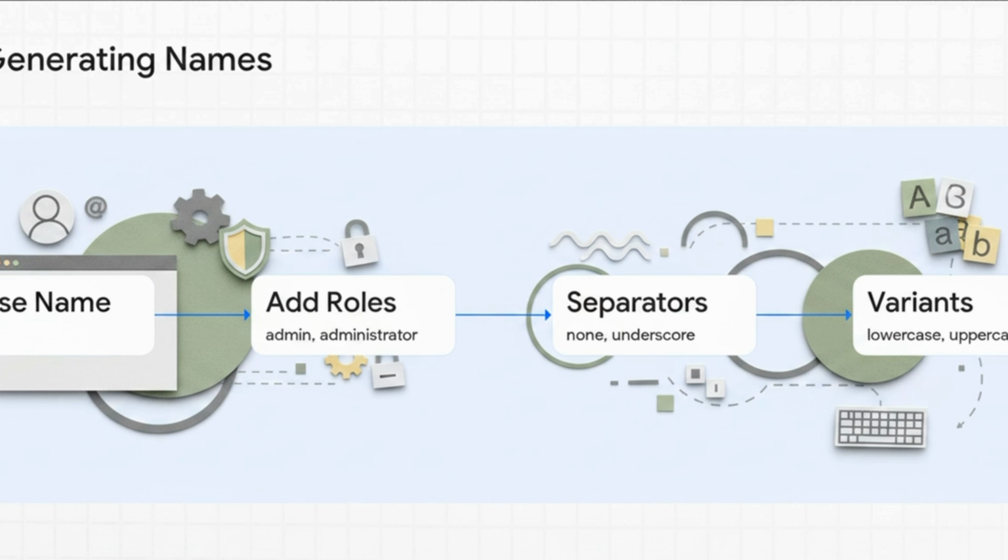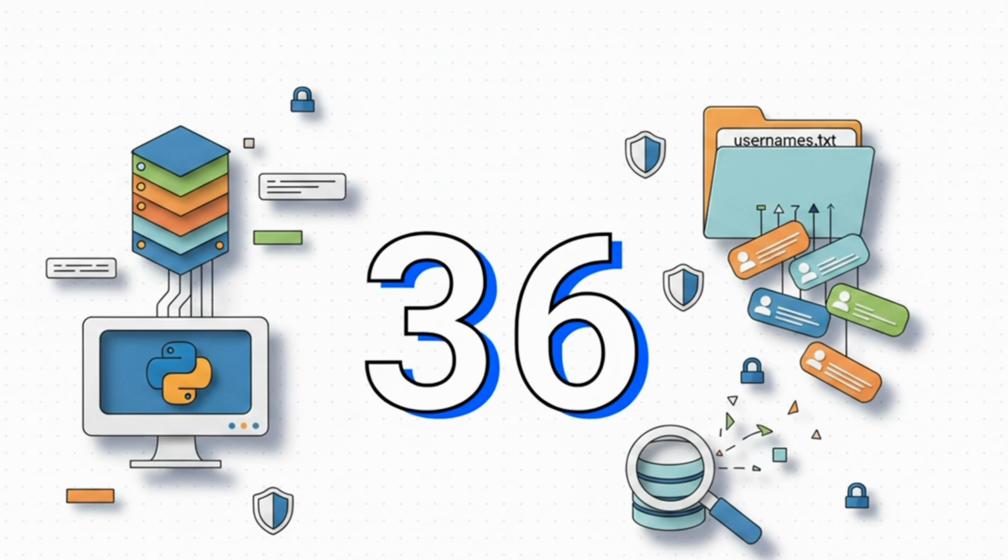Step 1, he starts with a base name, Sally, since it's her store. Step 2, he adds common roles, like admin or administrator. Step 3, he throws in some separators, maybe combining them directly or using an underscore. And step 4, he applies variants for capitalization. The script just loops through every possible combination of those specific elements. And in just a fraction of a second, that Python script spits out exactly 36 customized potential usernames straight into a text file. That's it.